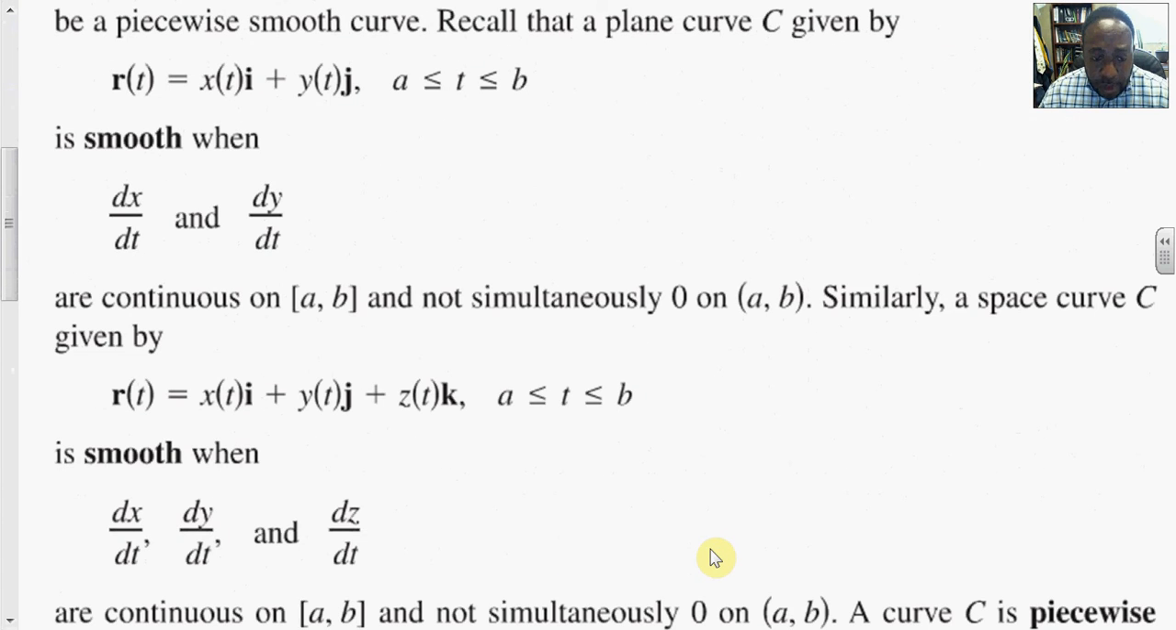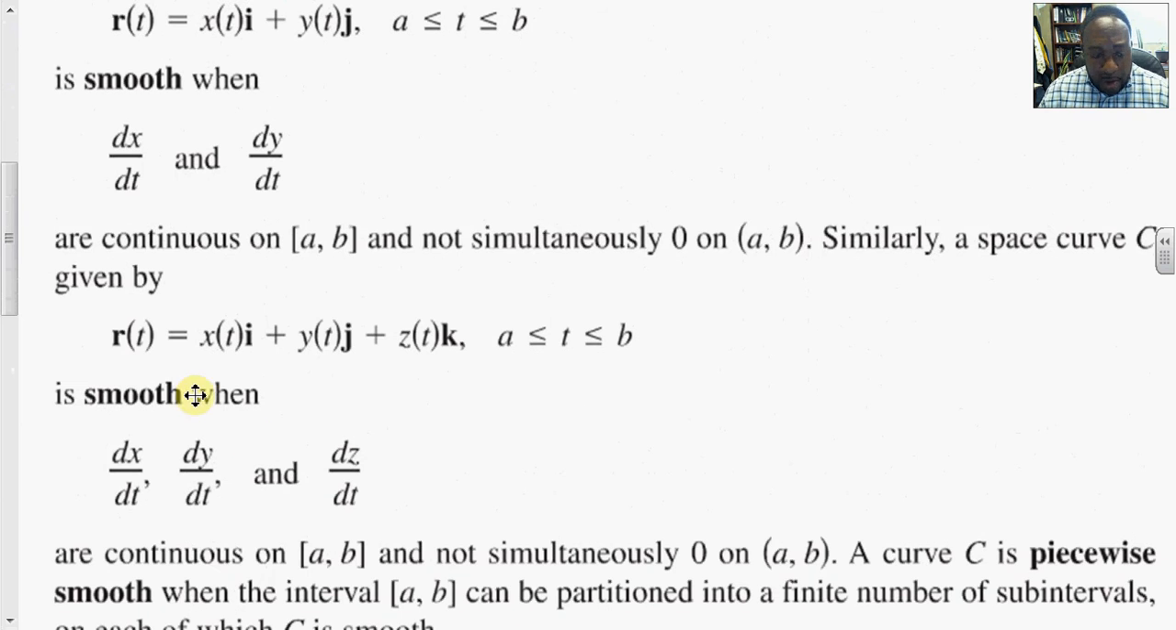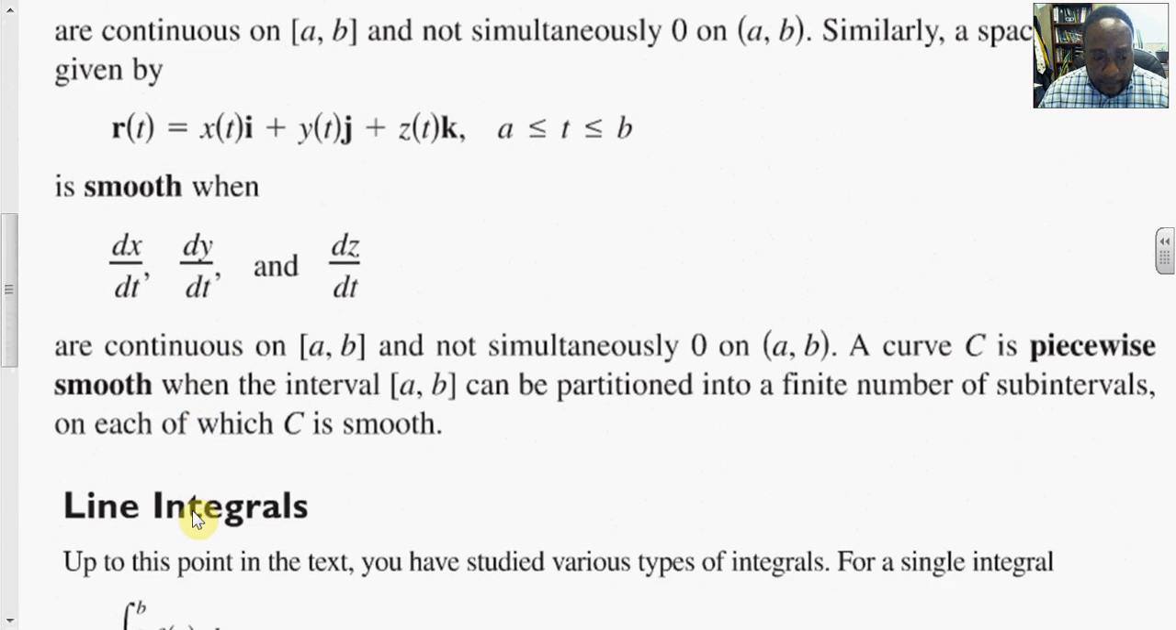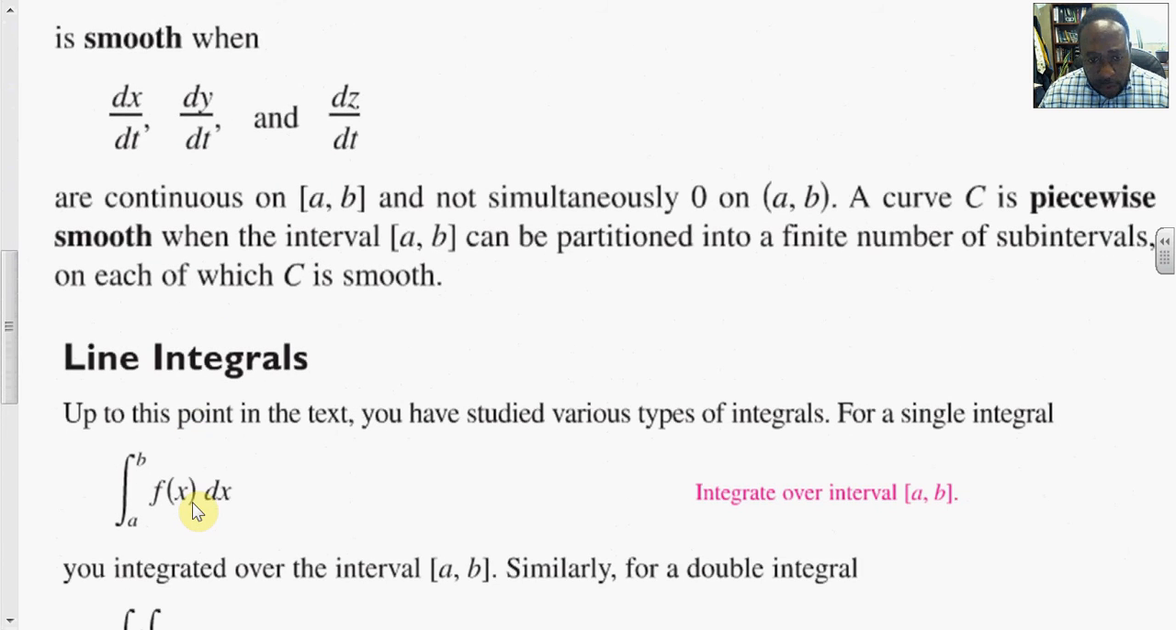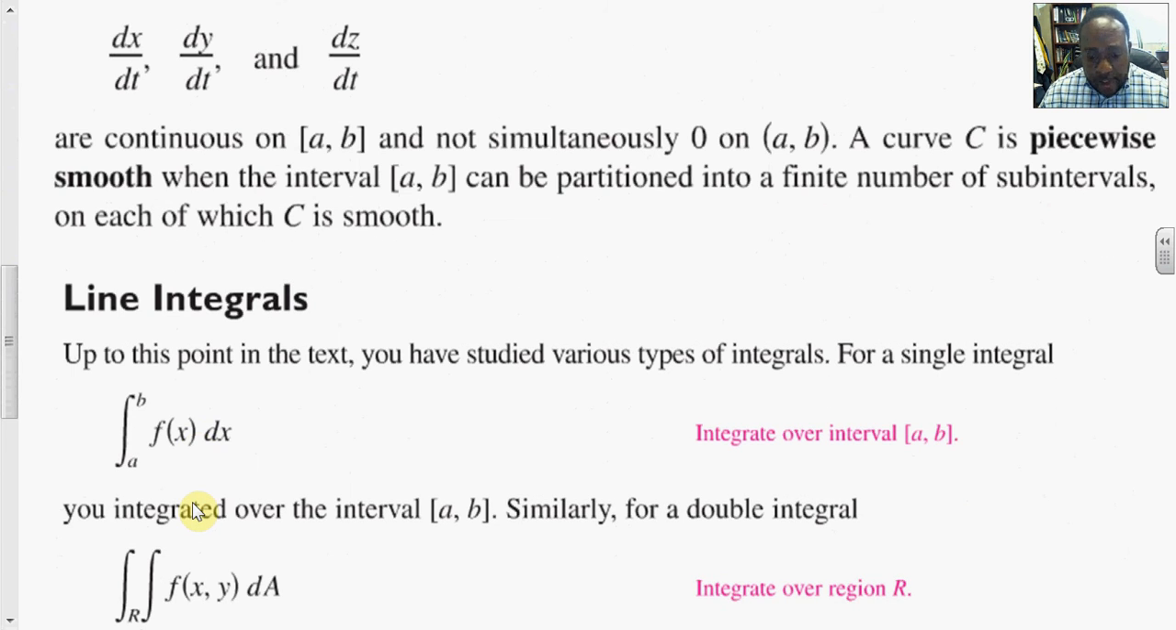Whether it's in the plane or in space, the same argument for smoothness applies. You want the partial derivatives to exist and be continuous. The line integral, when we define it, is defined on this piecewise smooth curve.